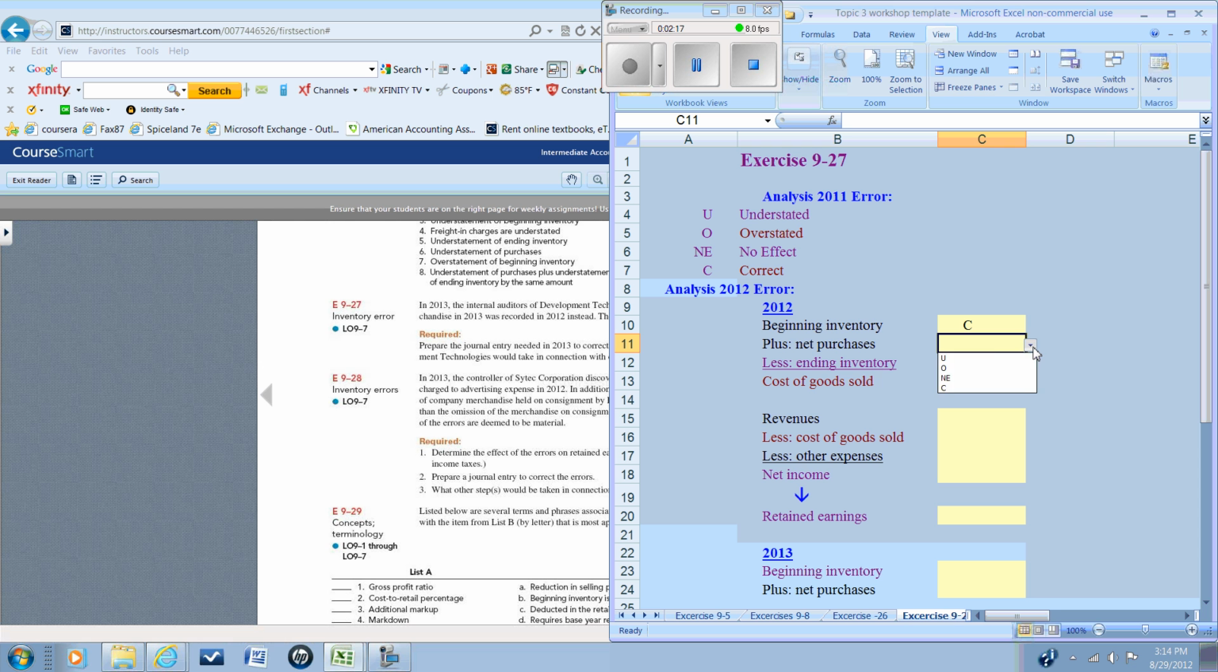Net purchases, well, they're going to be overstated. Ending inventory, however, is correct. Remember, the ending inventory count, the number of units on hand, was correct. So the assumption made was that all of that purchase that was improperly accounted for in 2012 was sold, that was added to cost of goods sold, so cost of goods sold is overstated. So if net purchases are overstated, cost of goods sold is going to be overstated. If cost of goods sold is overstated, it's not going to have any effect on the revenue recognition, so that was reported correctly.